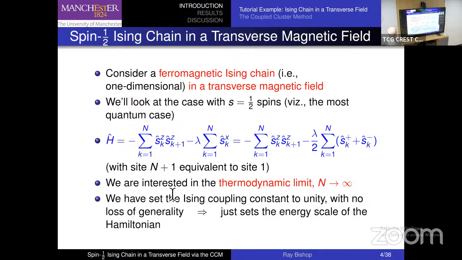Let's say we do it with periodic boundary conditions, so we just make it into a ring: site N plus one comes back to site one. But what I'm interested in is the thermodynamic limit when N goes to infinity, so these boundary conditions shouldn't matter anyway. The only important thing here is the sign. Of course there should be a coupling constant, but that just sets the overall scale, so I've factored that out, and lambda, the field, is measured in units of the Ising coupling. So it's only got one parameter.